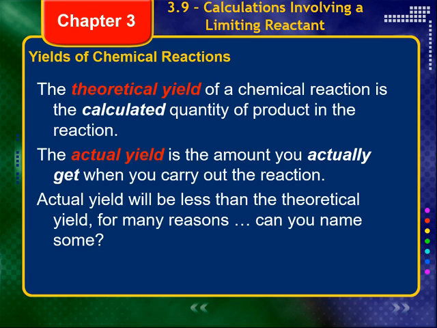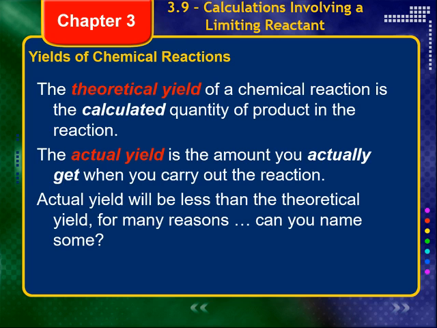And this is a quick hint. If you ever get a theoretical yield that is smaller than your actual yield, or an actual yield that is larger than your theoretical yield, you know immediately that you've done something wrong. Something in your calculations is wrong. Go back and check that. But there can be many reasons. There are very large numbers of reasons why actual yield is always going to be less than theoretical yield.